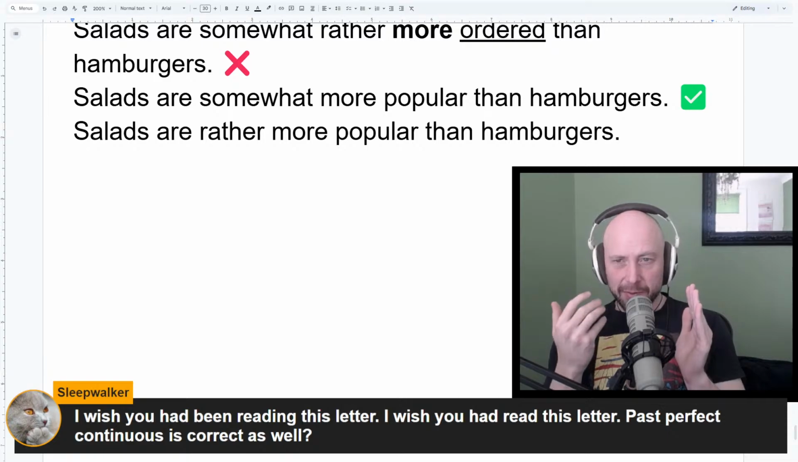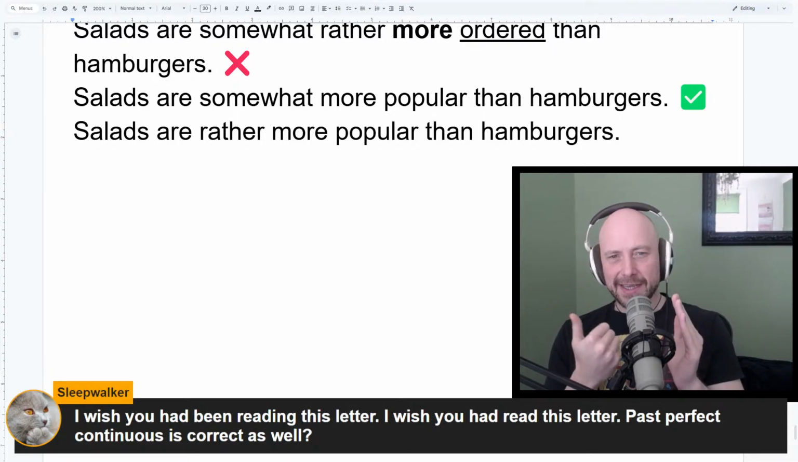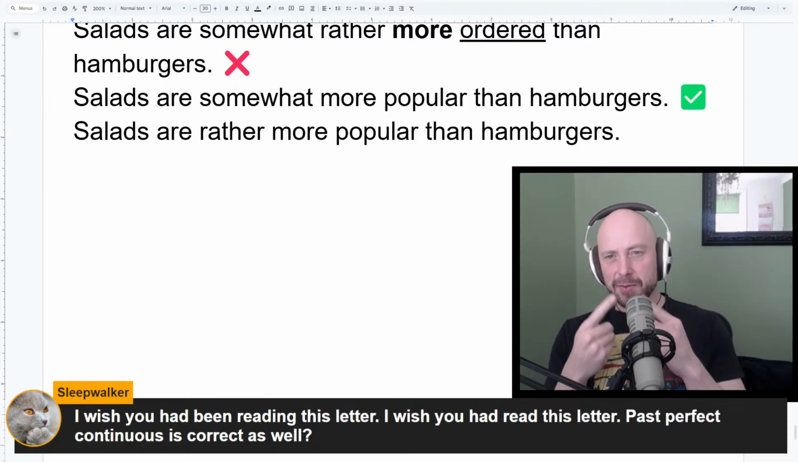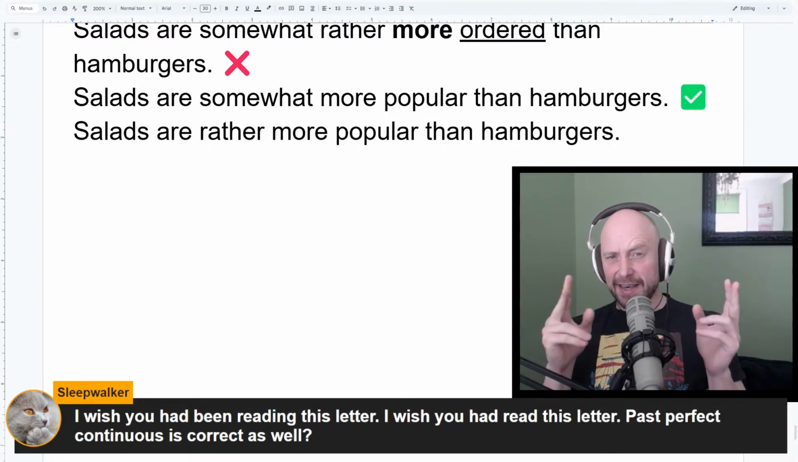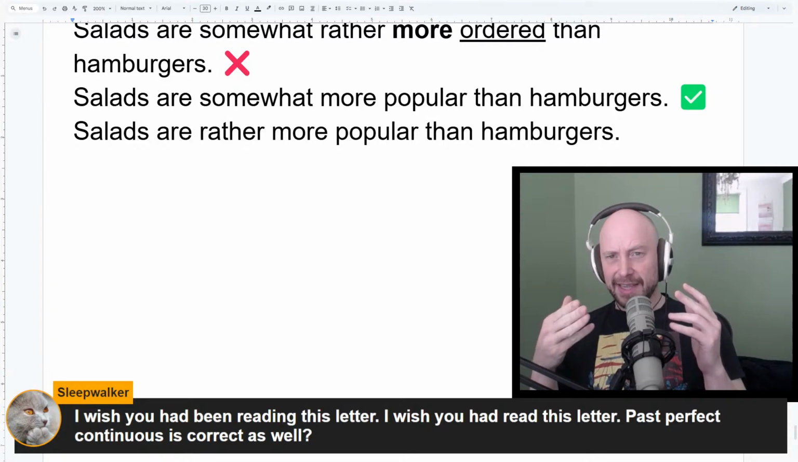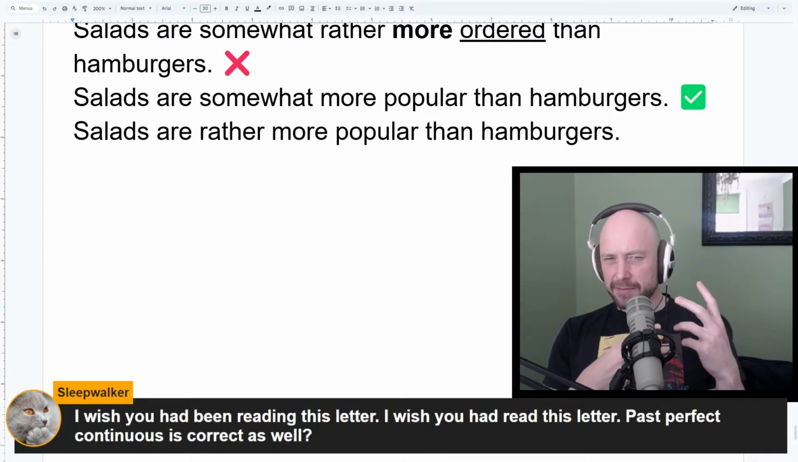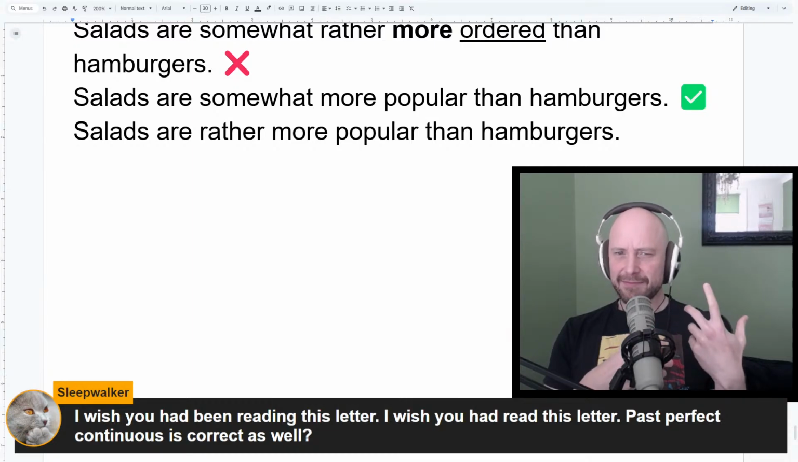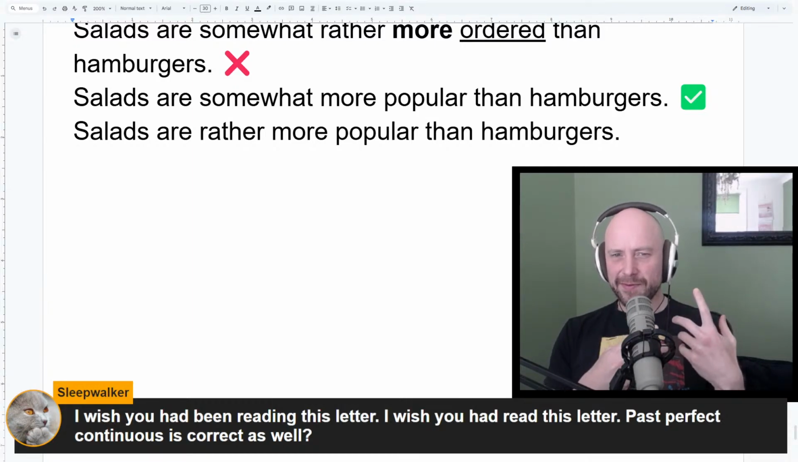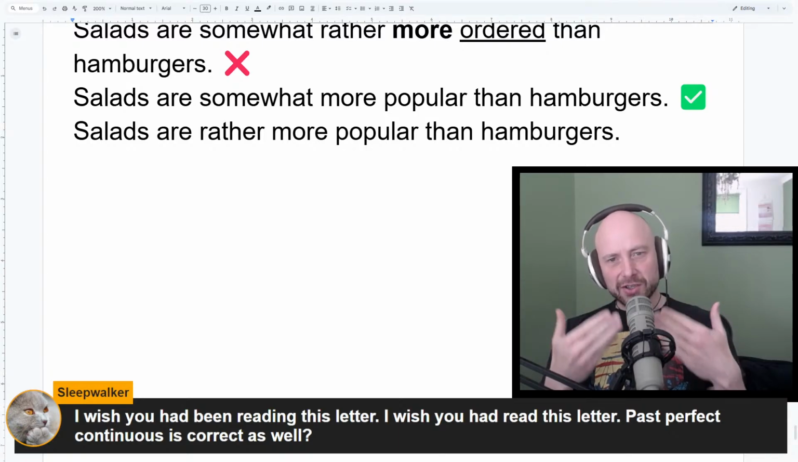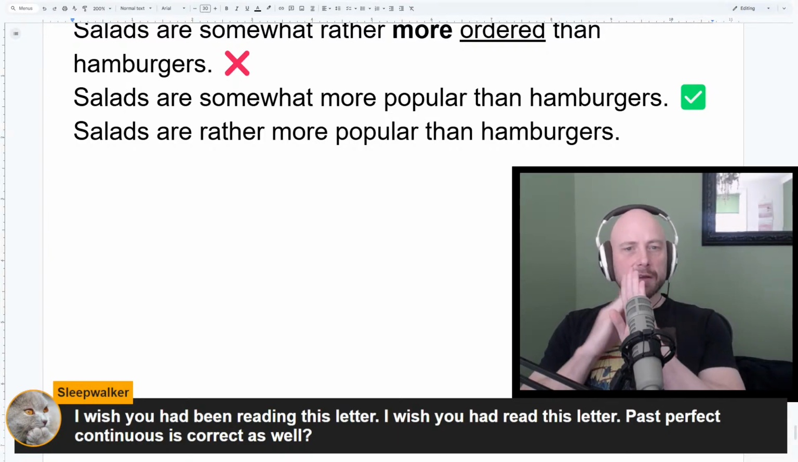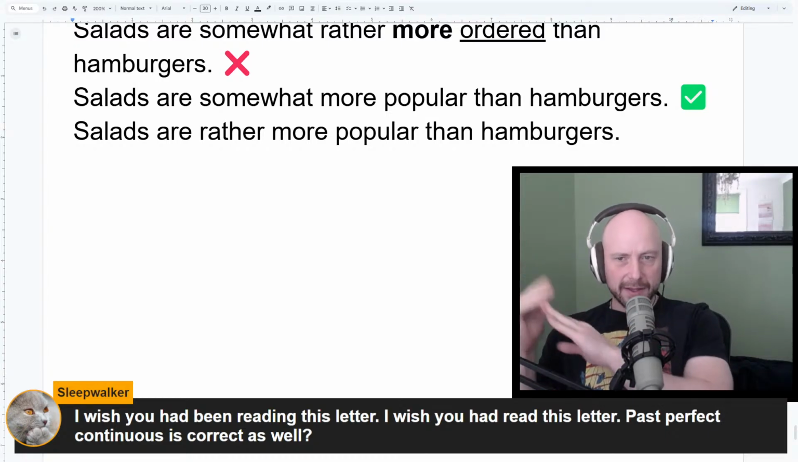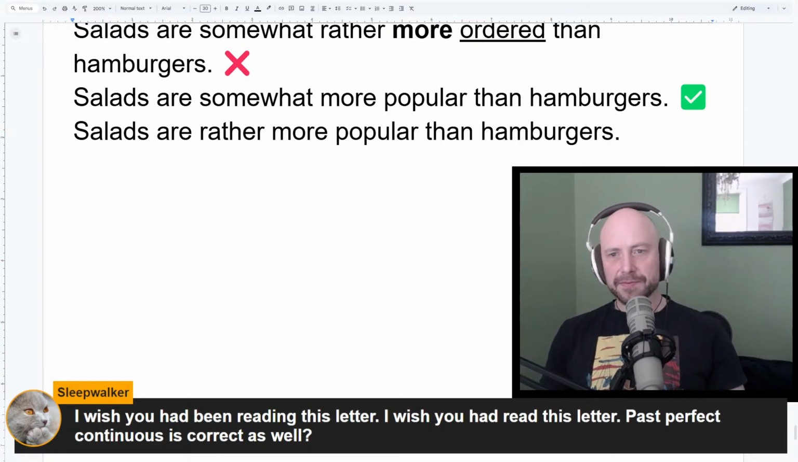In your one, I wish you'd been reading this letter, doesn't quite make sense because using that continuous form with read the letter indicates that reading the letter is like an incomplete, ongoing thing in the past. And that's a little bit unusual for a letter. It's like, why would you use that form, right? But like, I wish you'd been coming to church. That's a bit better because then you've got the long, repetitive, ongoing thing in the past.